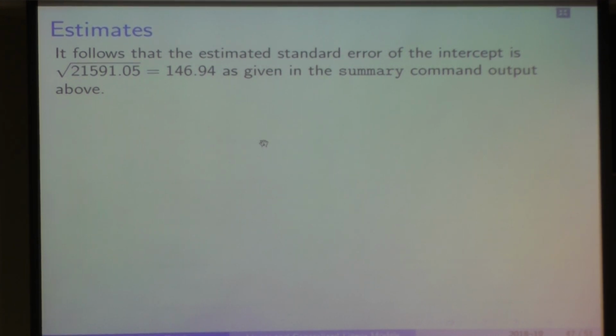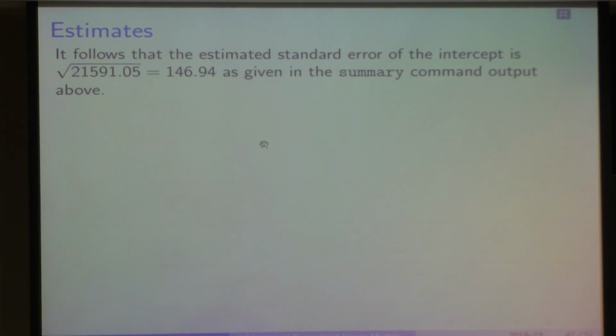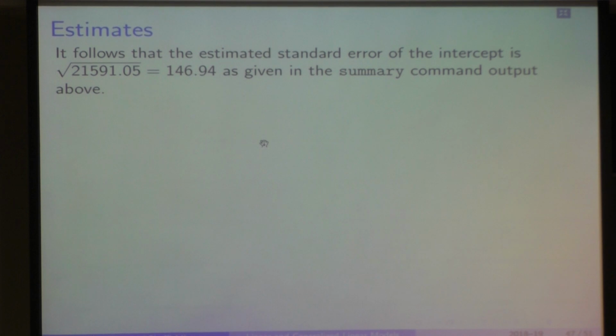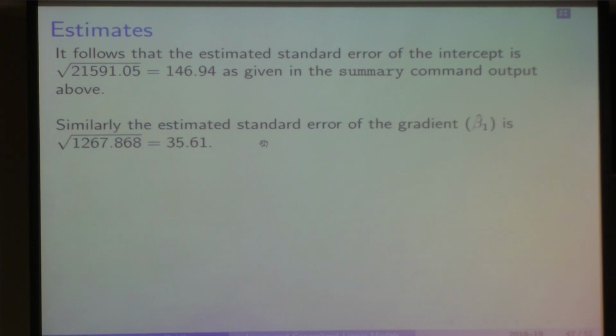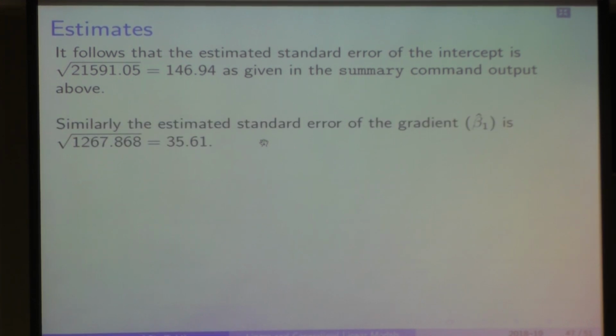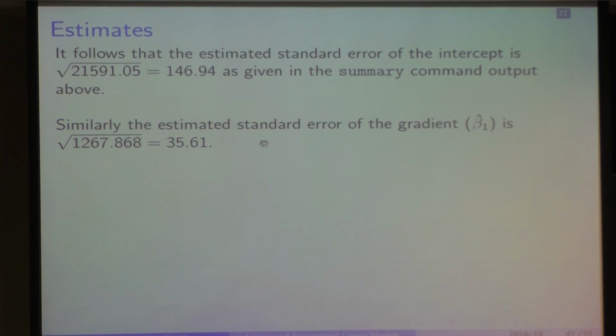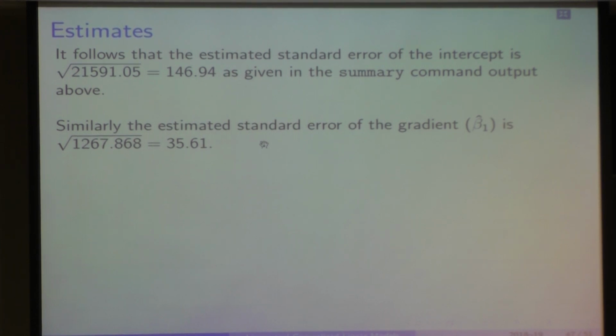And if you look back to where we have the summary output, in the notes, back on page 11, you'll see the intercept under the standard error column, you get 146.94, and that is the square root of the estimate that I've just shown you from the matrix. You can also read off the estimated standard error of the estimate of the gradient, coefficient of age, so that's the square root of the other diagonal term, and there you get 35.61. That also matches the entry in the table halfway down page 11.